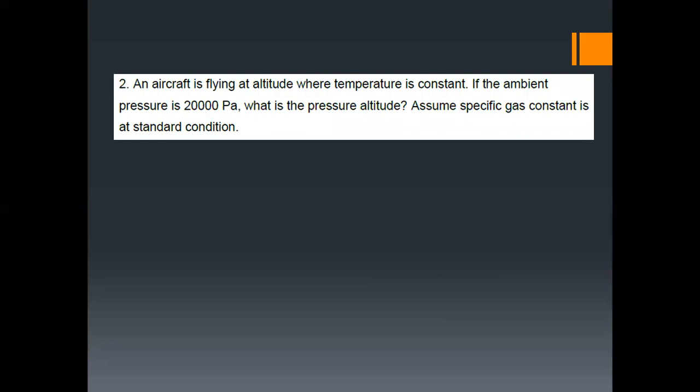Next, an aircraft is flying at an altitude where the temperature is constant. So, if the ambient pressure is 20,000 pascal, what is the pressure altitude? So, yun ang hinahanap natin, no? Pressure altitude natin, yung height, diba? So, assume specific gas constant that is at standard condition.